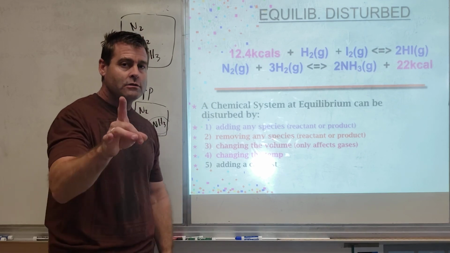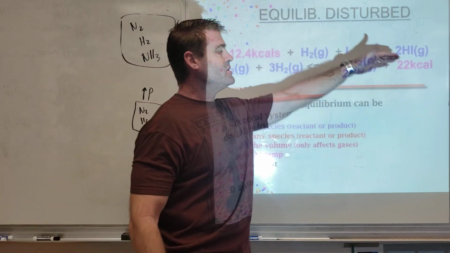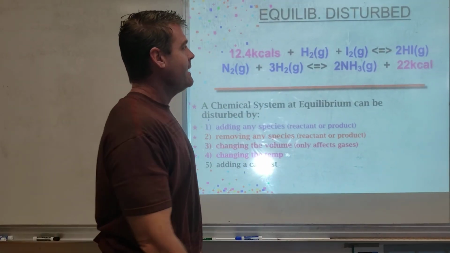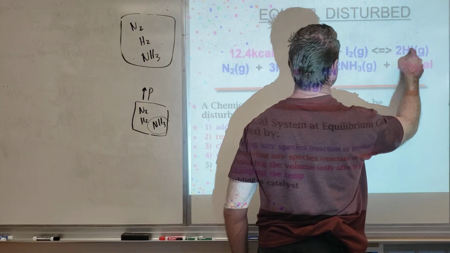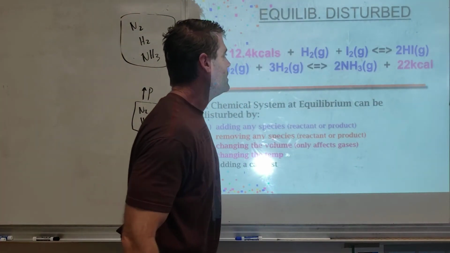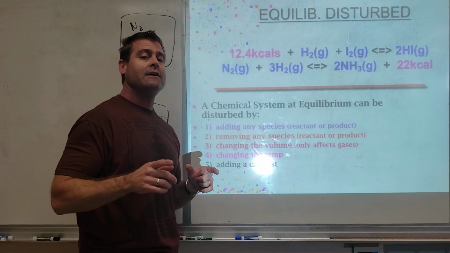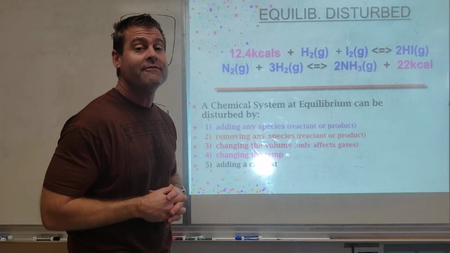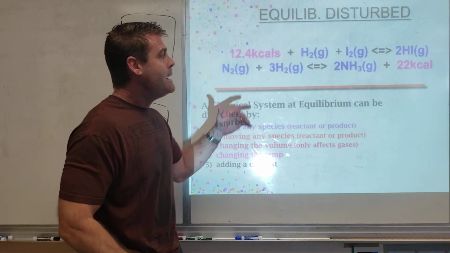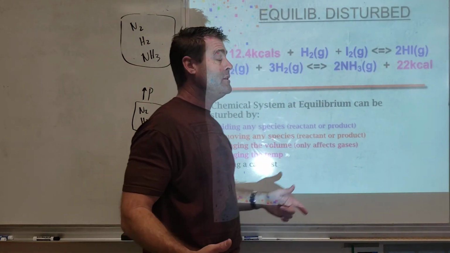What it does not do, this is important to note, is shift the equilibrium. If I add a catalyst here, I'm not going to produce more HI, and I'm not going to produce more hydrogen iodine. All a catalyst does is cause the reversible reaction to reach equilibrium faster. It's just going to reach equilibrium faster, but it's not going to shift the equilibrium either to the left or the right.